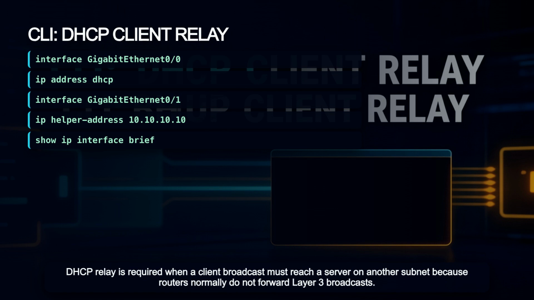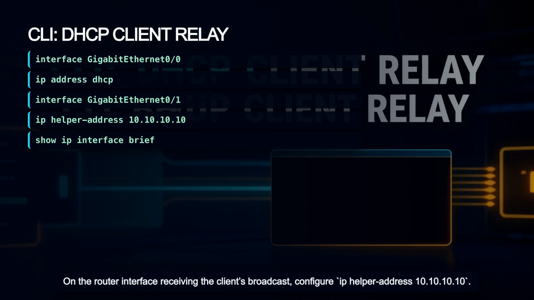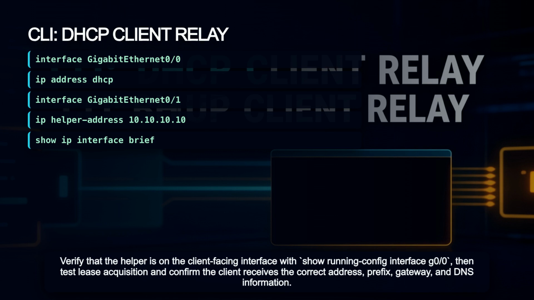DHCP relay is required when a client broadcast must reach a server on another subnet, because routers normally do not forward Layer 3 broadcasts. On the router interface receiving the client's broadcast, configure ip helper-address 10.10.10.10. Verify that the helper is on the client-facing interface with show running-config interface G0/0. Then test lease acquisition and confirm the client receives the correct address, prefix, gateway, and DNS information.